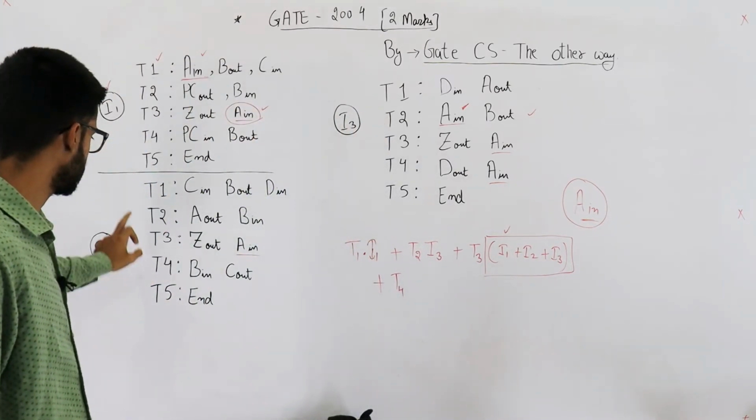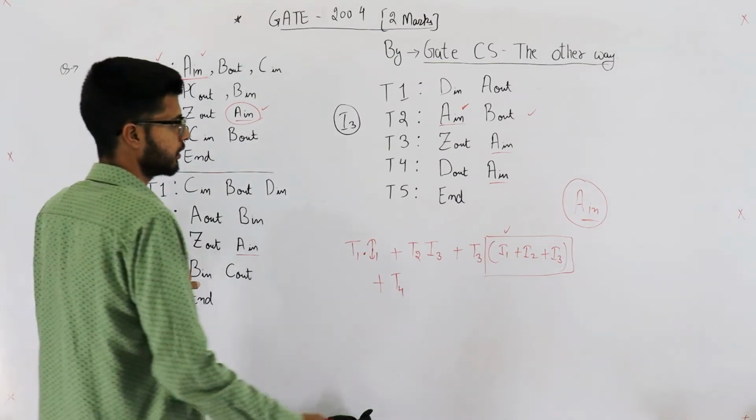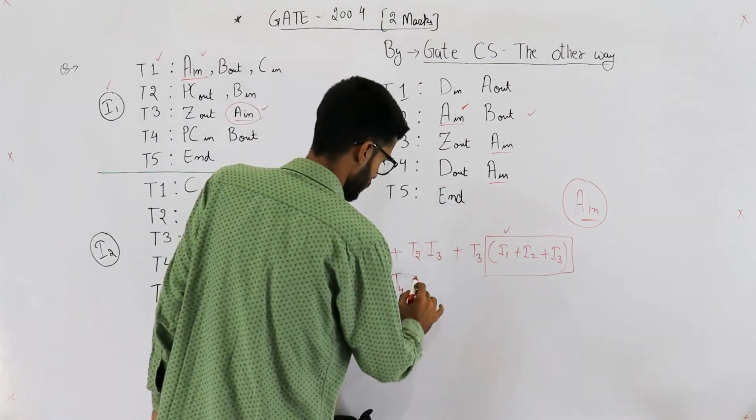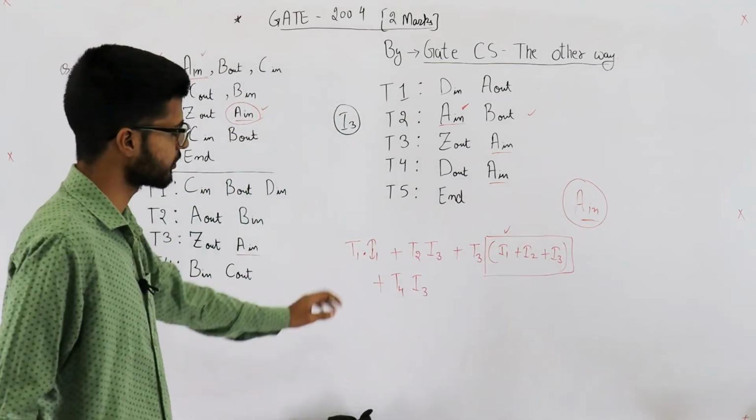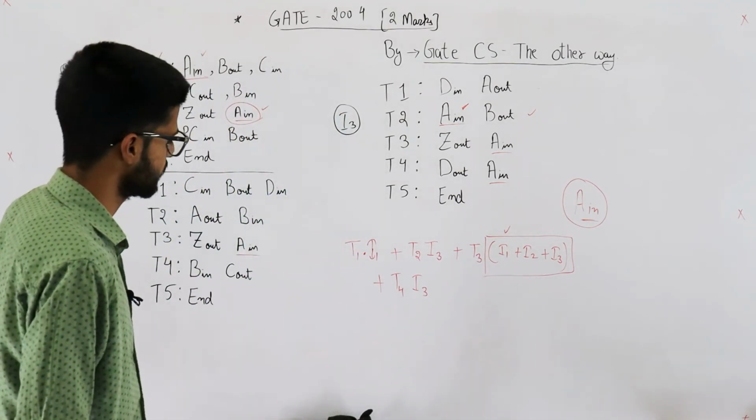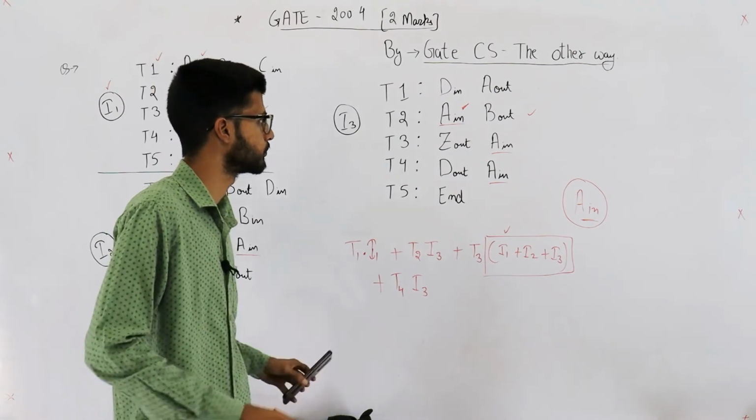Here we don't require it. Here also we don't require it. Yeah, but I3 needs it. So T4, I3. Okay. So this is the expression. You can see which option it is.